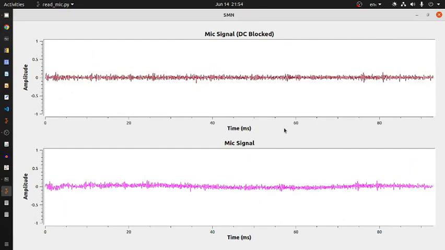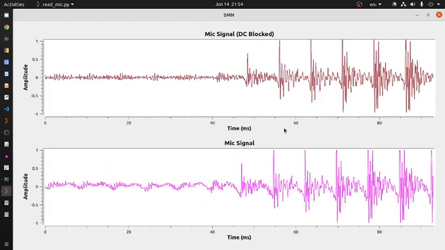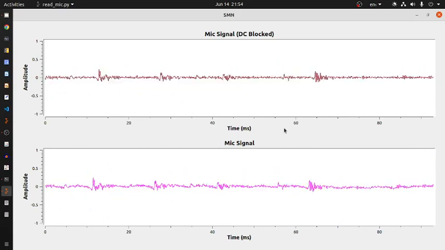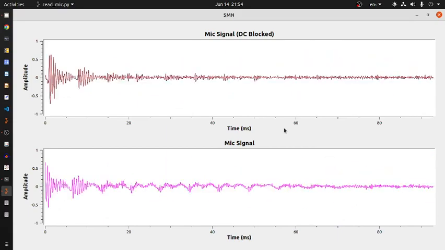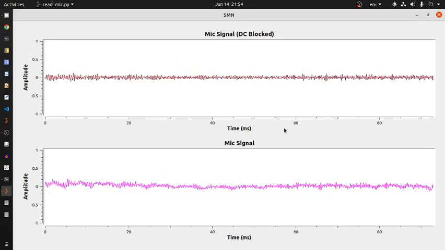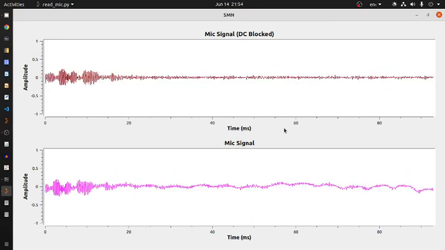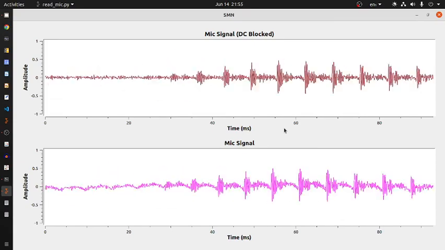It confirms that the low frequency is also present in the magenta color waveform that is shown in the lower part of the graph, and the brown color is basically showing the DC removal waveform. After removing the DC or low frequency component, this is mostly steady and it is fluctuating around the zero level.